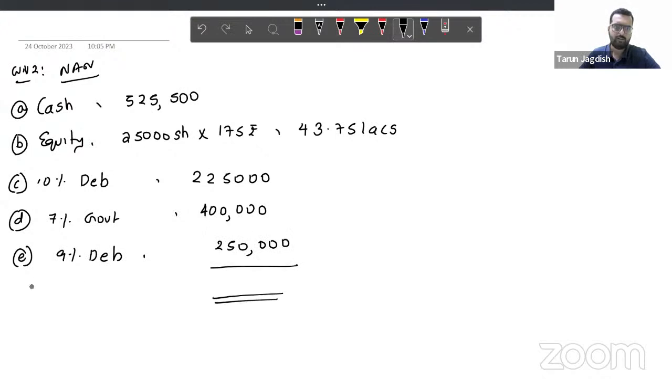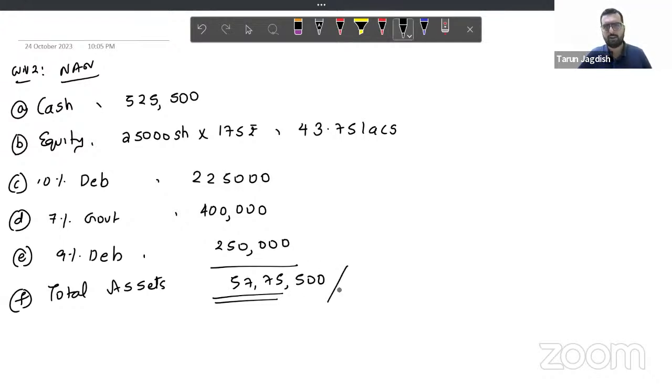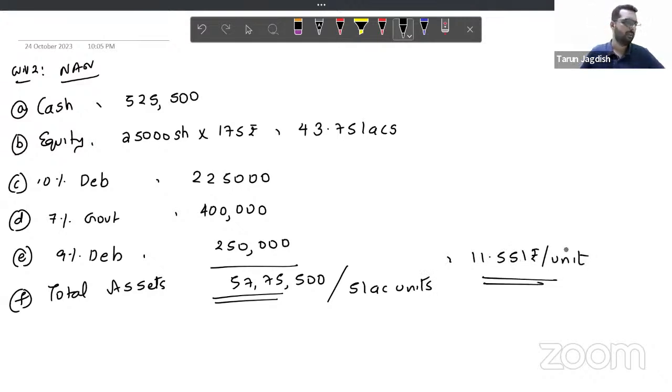All right. From this, can I get the total assets? That will be 5,25,500 plus 43,75,000 plus 2,25,000 plus 4 lakh plus 2.5. Do you get the answer as 57,75,500 divided by how many units? 5 lakh units. Do you get the answer as 11.551 rupees per unit?